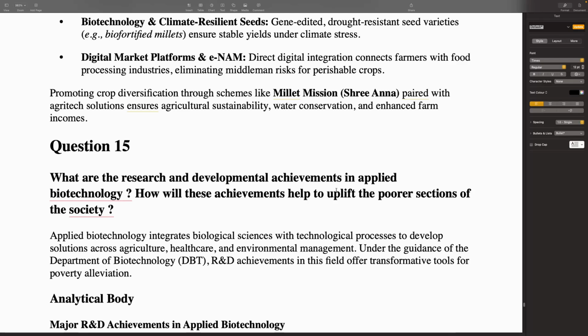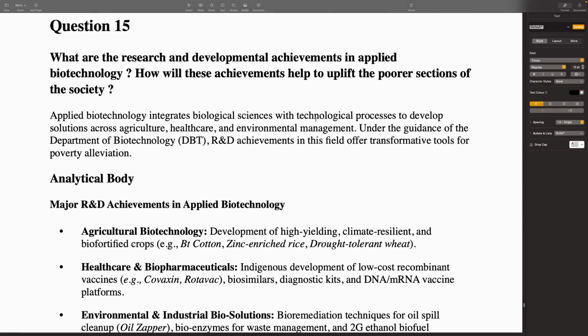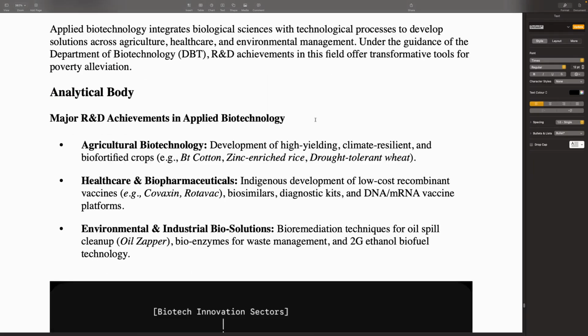Question 15. What are the research and developmental achievements in applied biotechnology? How will these achievements help to uplift the poorer section of society? Applied biotechnology integrates biological sciences with technological processes to develop solutions across agriculture, health, and environmental management. Under the guidance of the Department of Biotechnology, DBT, R&D achievements in the field offer transformative tools for poverty alleviation.